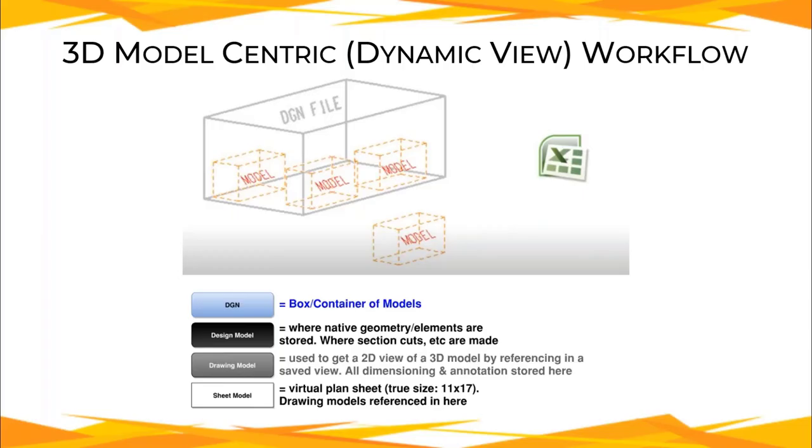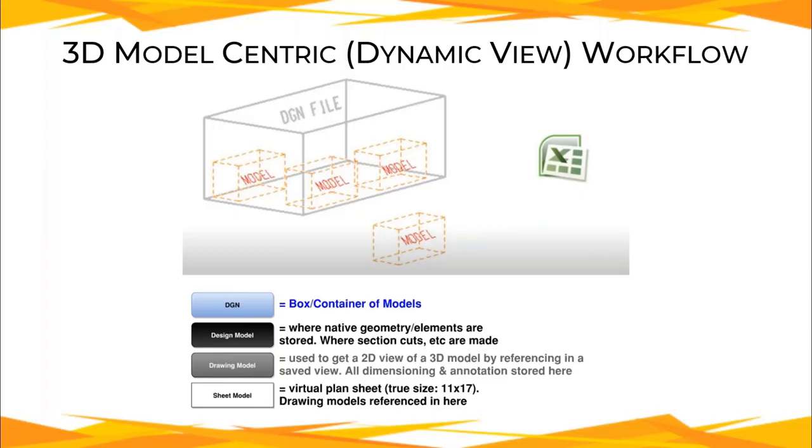The drawing model is basically just used to get a 2D view of the 3D model by referencing in a saved view, and then dimensions and annotations associated with that view are going to be stored in there. And then we have that sheet model, that virtual 11x17.